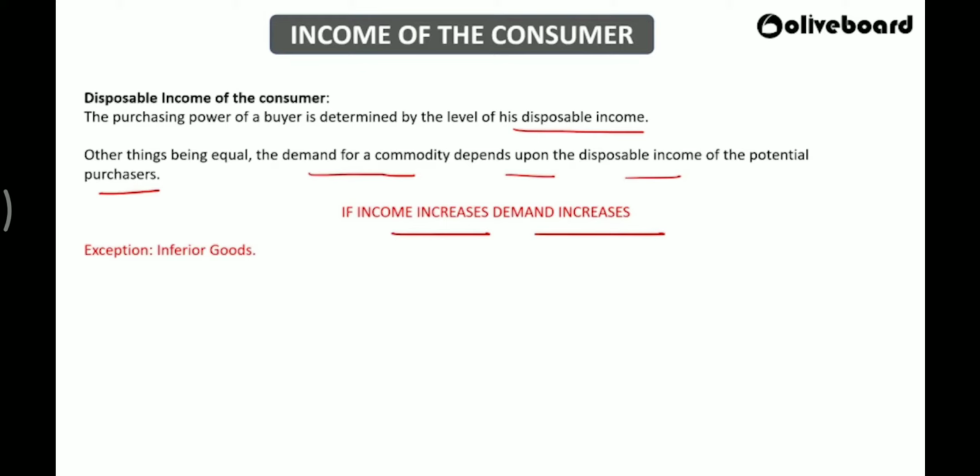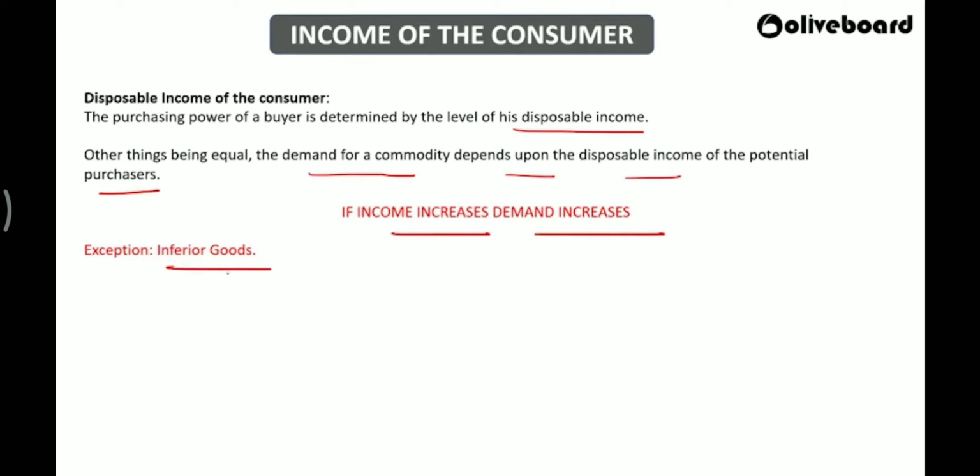But once you start earning, you will say, hey, I have a bucket list of things I wanted to buy once I started earning, so let me start fulfilling my wishes. Everybody has that in mind. So what does it mean? If income increases, demand increases. But is it the same for all the cases? No, there is one exception.